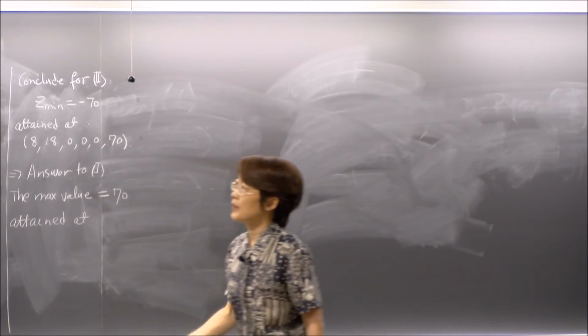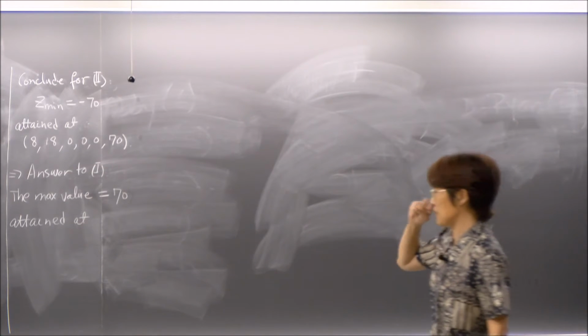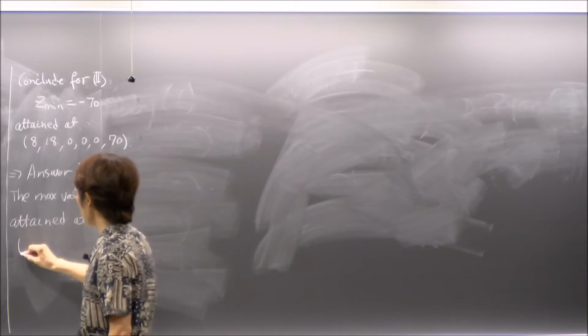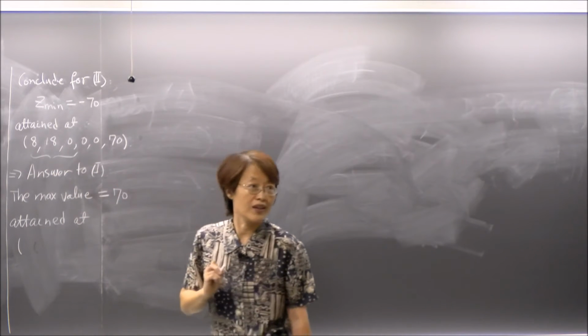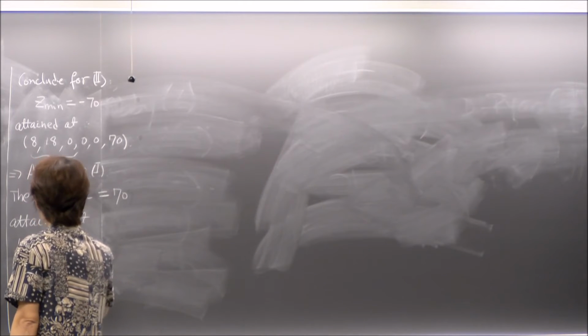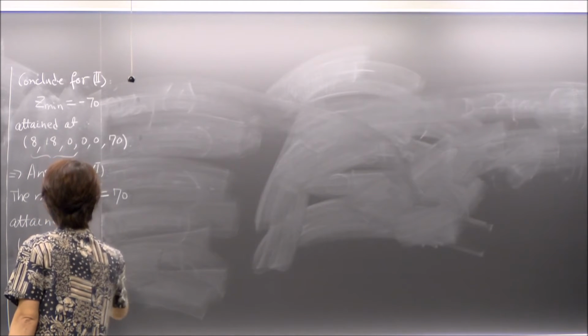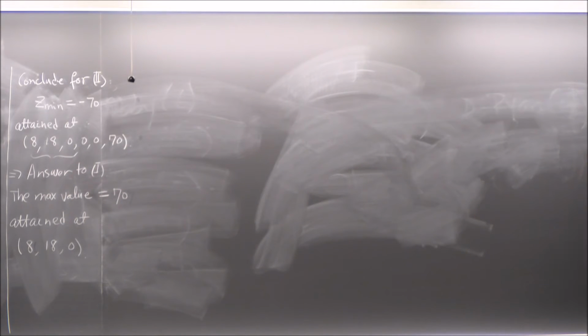Now I only care about x1, x2, and x3, right? The others are slack variables, so I don't really need them. So I could just take the first 3. That's what I need. Okay, so x1 is 8, x2 is 18, x3 is 0. Yeah. So is that clear how this is being carried out? Any questions?